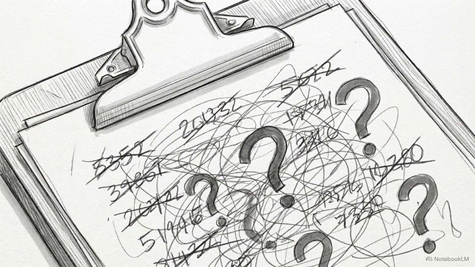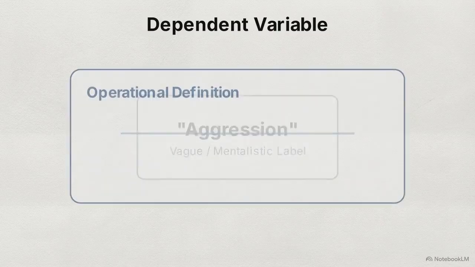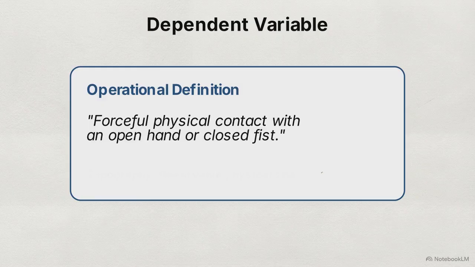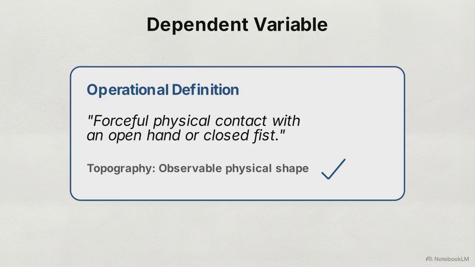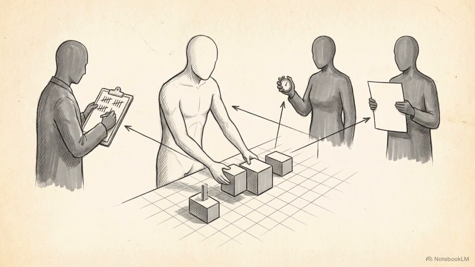If the variables are not precisely quantified, the mathematical relationship between the intervention and the behavior breaks down completely. The dependent variable requires an operational definition. This means defining the behavior entirely in objective terms based on its observable physical shape or topography, rather than guessing at internal subjective states. Vague labels guarantee unreliable data. Defining a target behavior loosely risks definitional drift, where multiple observers gradually score the exact same actions differently over time.